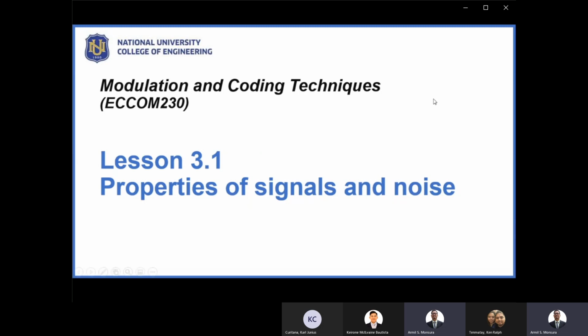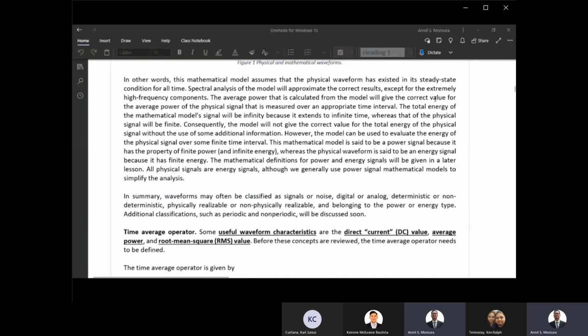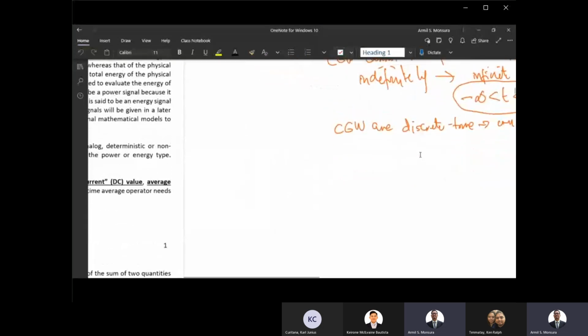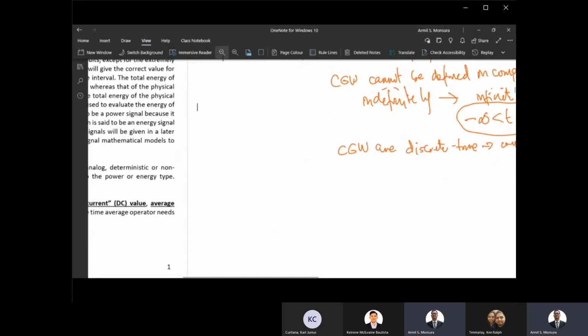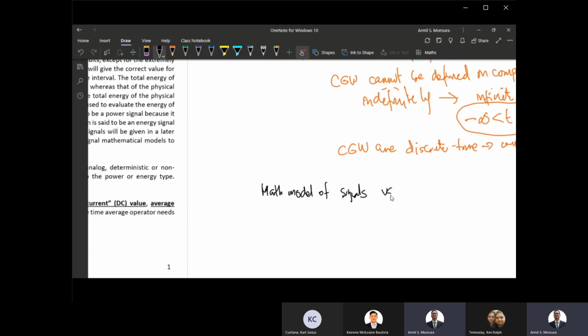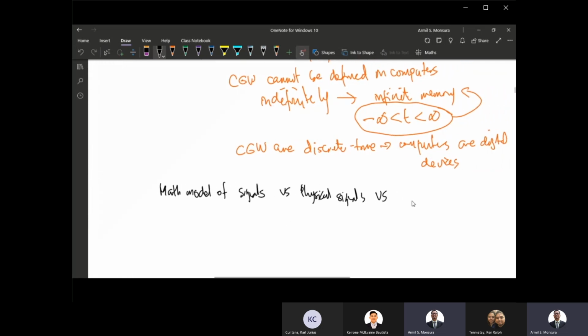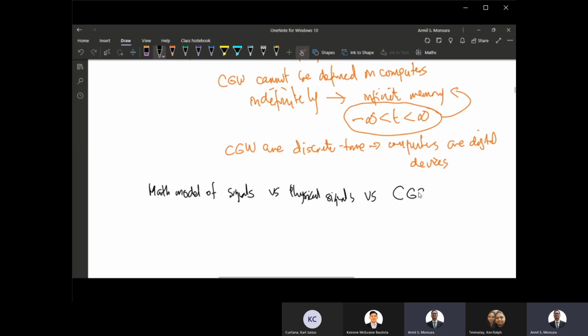Although actually, we also included in the comparison, aside from the mathematical model of the signal versus the physical signal itself, what we call the computer-generated signals.